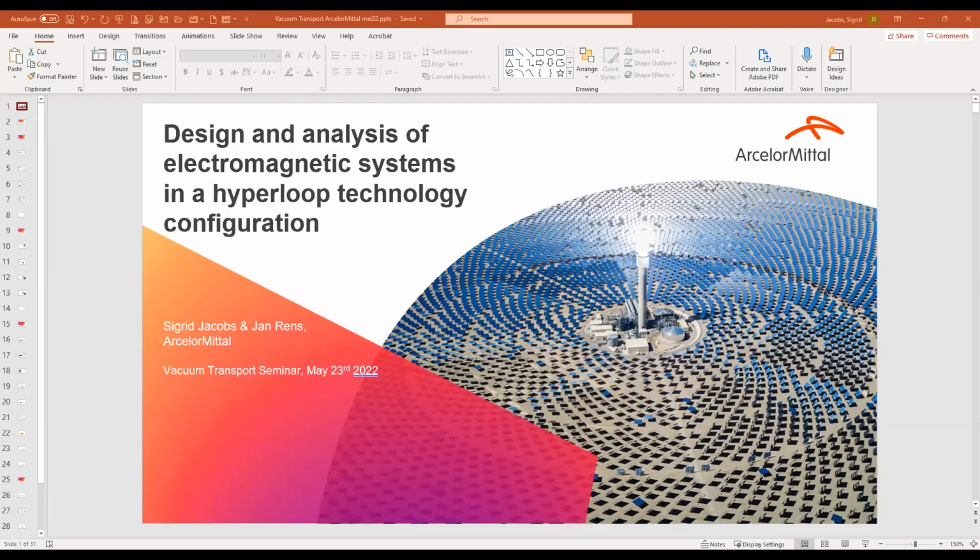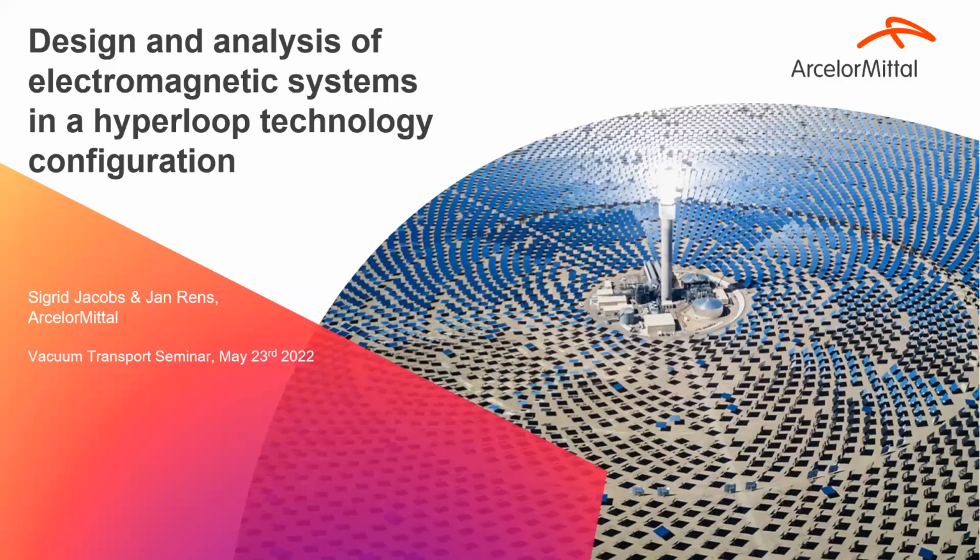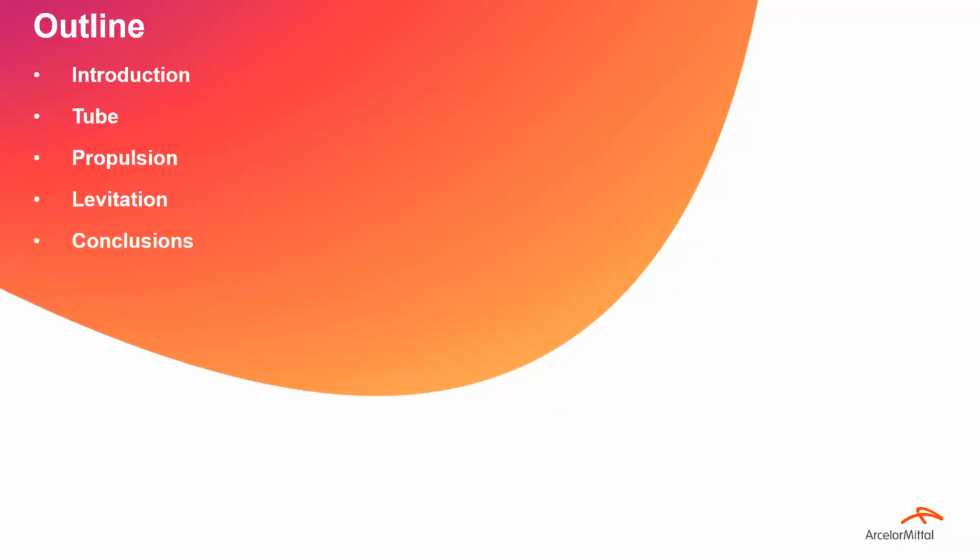Right, so we are going to present something about the electromagnetic system designs that we've made for Hyperloop. This is work I've done with my colleague Jan Rens, but I'm just presenting on my own now. We have done different aspects of the calculations. For today, I've just put some work on the tube side, the propulsion and the levitation, so braking is not going to be covered today.